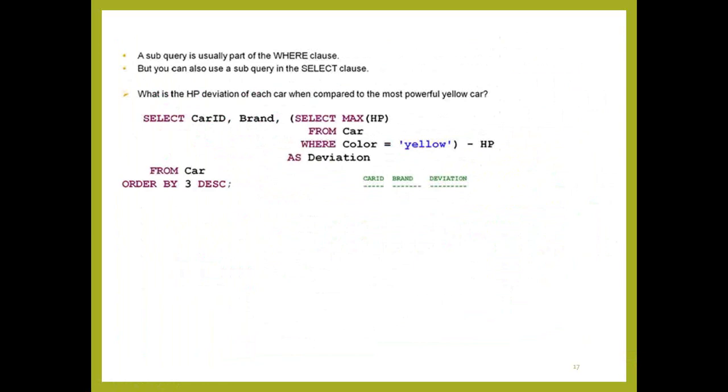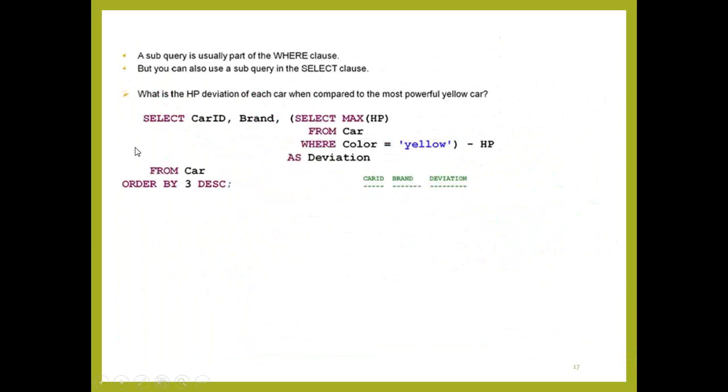Max HP from the car, color equal to yellow, then HP minus HP. What it will give? Max HP is 100, current HP is 80, so difference is 20. Are you understanding? From where are those values? In one table, 100, 80, 30, 20 HP values are there.